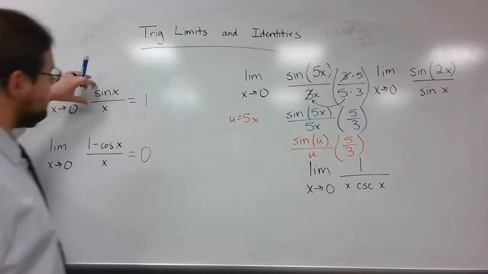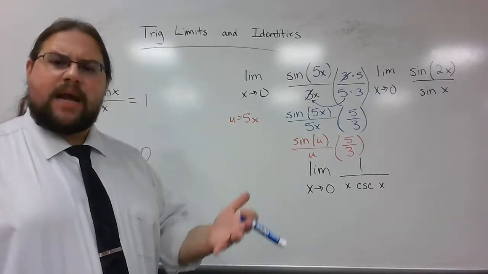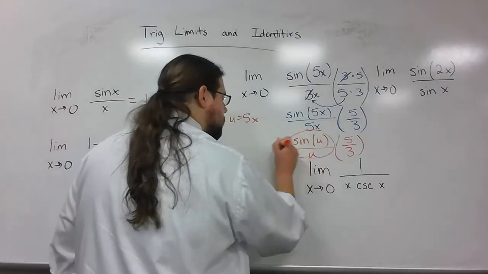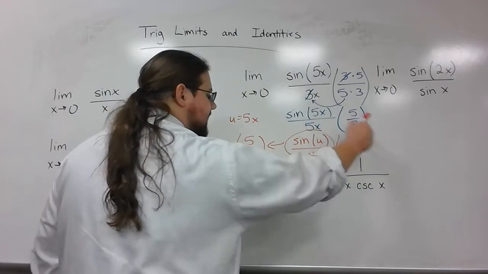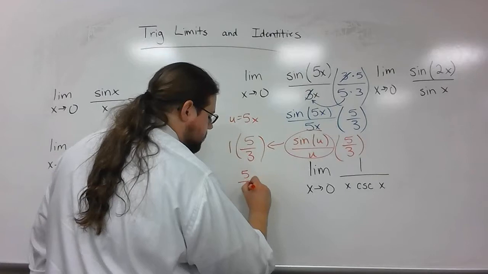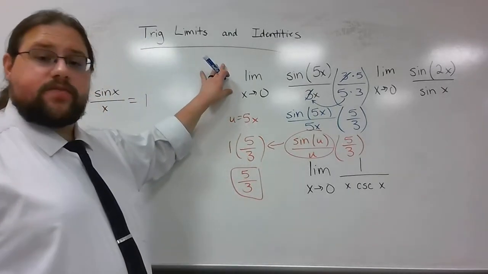Now, we already said sine of x over x is 1. So sine of u over u, guess what? Same thing. It's just going to be 1. But then I'm going to multiply it by that 5/3 I had. So 1 times 5/3 is just 5 over 3. And that's going to be my final answer for this first one. Okay?